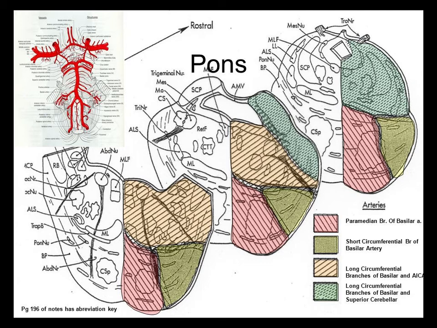All right, and the pons, you get the AICA syndrome, which we'll get to here in just a minute, but we did talk about this in the vertigo chapter. You can see in the red here, this is the paramedian branches of the basilar artery. This is what causes locked-in syndrome. And then the yellow is what you see with the AICA syndrome.